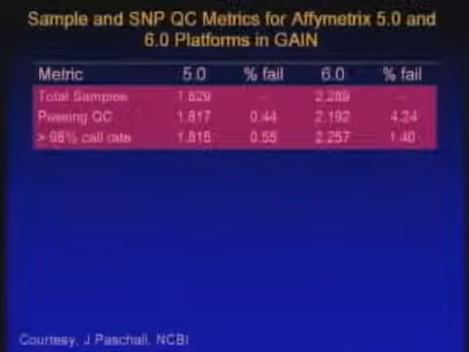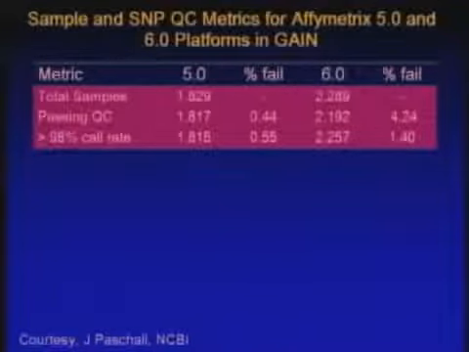Okay. And then some of the sample and QC metrics for the Affymetrix 5.0, which had about 500,000 markers, and the 6.0, which has about 1 million markers, just shown here. These are data again from GAIN. This was actually after we started doing the study. The previous ones were sort of gearing up for it in looking at the HapMap samples. And what you see here is that we threw out about 0.4% of total samples because they didn't pass a variety of QC metrics, and 0.55% didn't have a greater than 98% call rate.